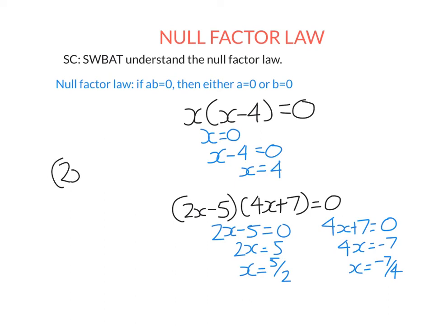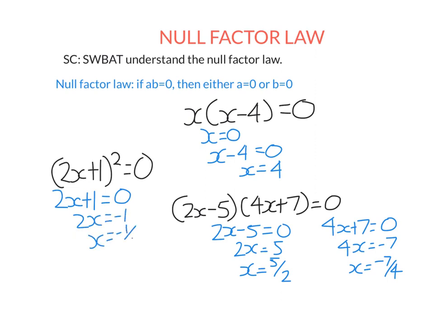So let's say, for example, we had 2x plus 1 all squared equals 0. This has only one solution. And we can still use the null factor law, however, because this is 2x plus 1 times 2x plus 1. So the null factor law says that 2x plus 1 must equal 0. Solve this, subtract 1 from both sides, divide each side by 2, we get x is minus a half. That's how we use the null factor law.